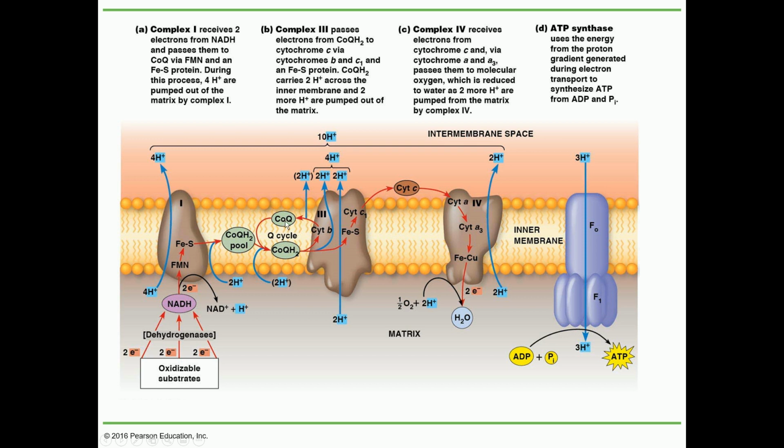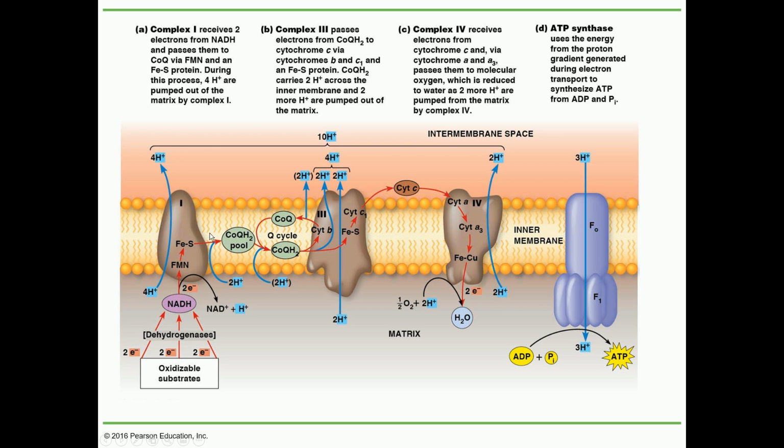So this is to coenzyme Q via this protein, because this complex is made of flavoproteins and iron-sulfur proteins. It is passing these electrons to coenzyme Q through FMN and iron-sulfur protein, and in this process 4 protons are pumped in this region. You can see how these electrons are flowing.